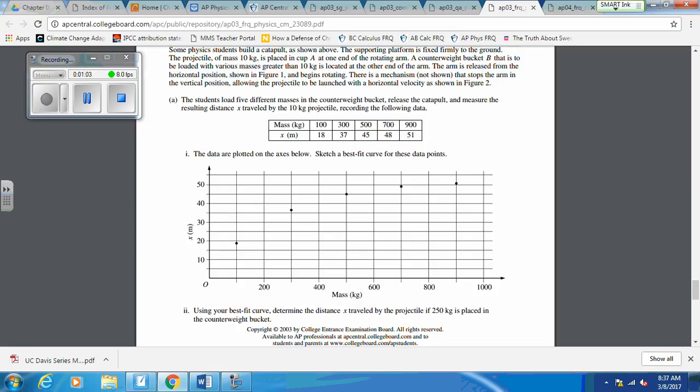The supporting platform is fixed firmly to the ground. The projectile of mass 10 kilograms is placed in cup A at one end of the rotating arm. A counterweight bucket B that is to be loaded with various masses greater than 10 kilograms is located at the other end of the arm. The arm is released from the horizontal position shown in figure 1 and begins to rotate. There is a mechanism, not shown, that stops the arm in the vertical position, allowing the projectile to be launched with the horizontal velocity as shown. A. Students load 5 different masses in the counterweight bucket, release the catapult, and measure the resulting distance x traveled by the 10 kilogram projectile, according to the following data.